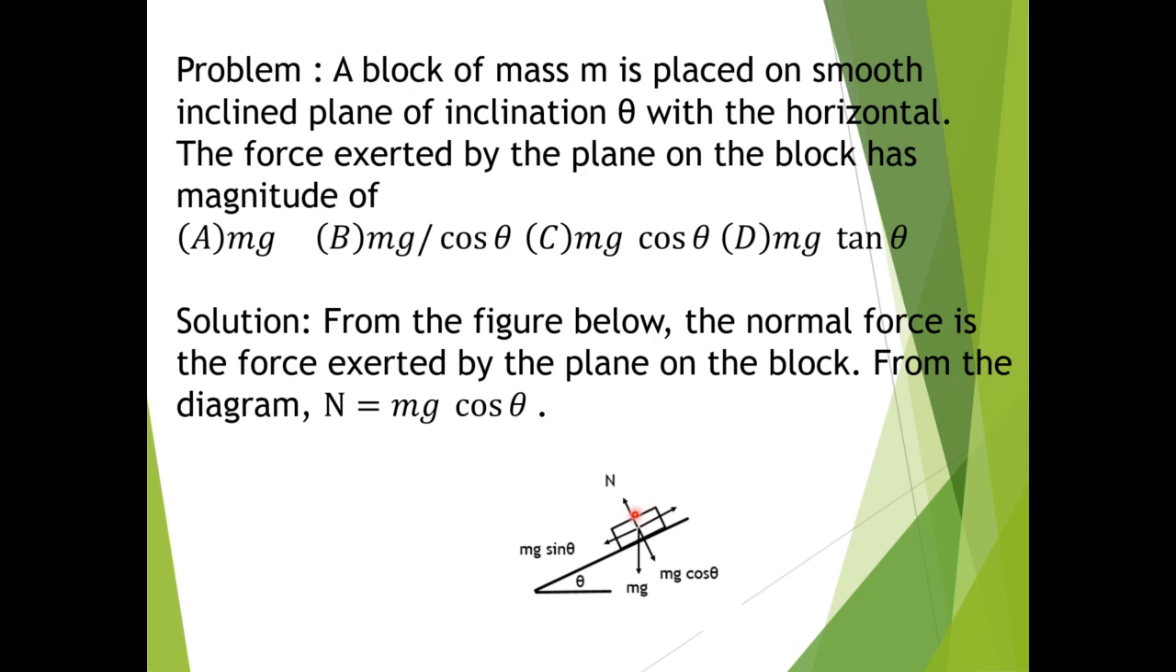Now we can see that the normal force, which is this arrow, is the force exerted by the plane on the block. That is what this N is, and since the block is stationary, these two forces are identical in magnitude, so this component is equal to the normal force. So this normal force is equal to mg cos theta. So the correct option is mg cos theta.